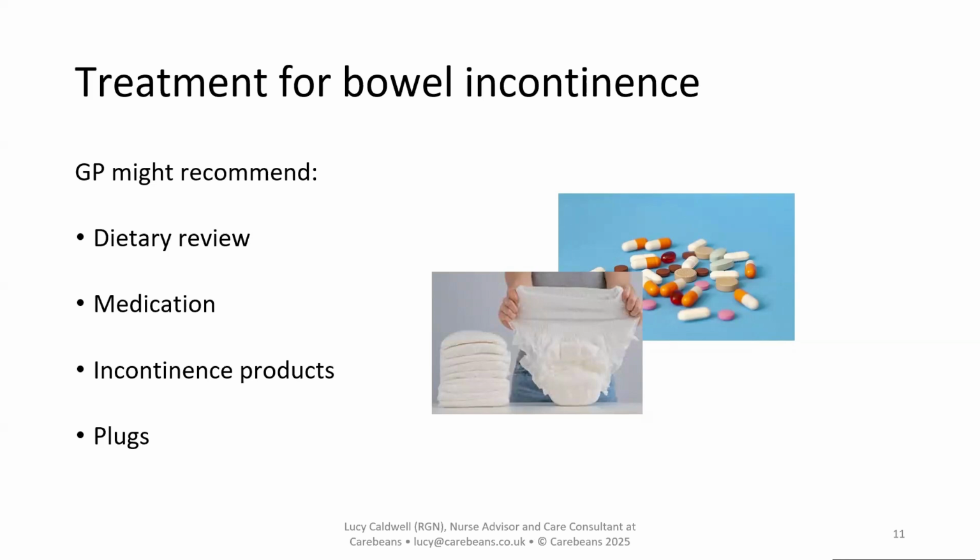They may recommend medications. So there's certain medications that may make someone go for a motion less often. There might be medicines out there that they suggest to soften the stool, so laxatives, for example. They may suggest incontinence products, so things like pads, we can see over here, pads and pants, and that sort of product to assist. And then also there's plugs, so there's medical devices that can be popped just inside of the bottom, just to control any loose stools or stools that someone can't control.